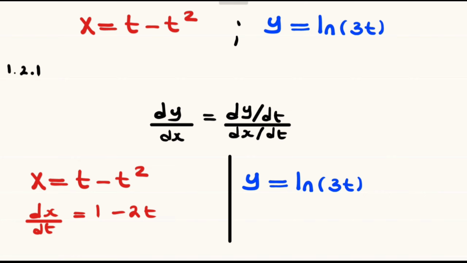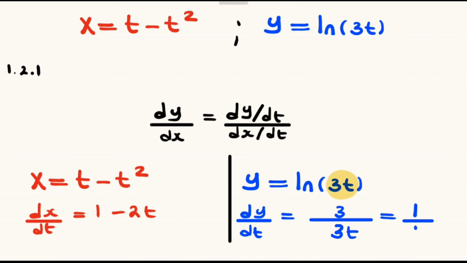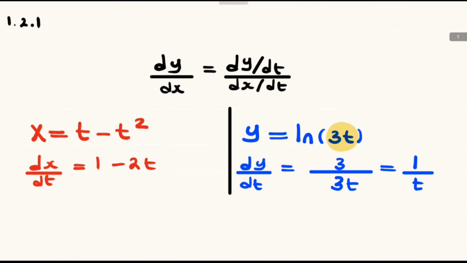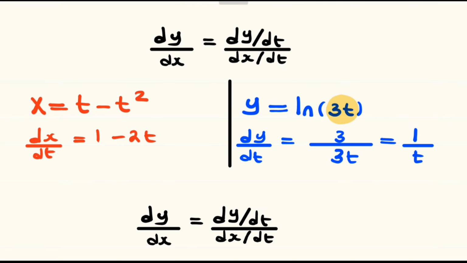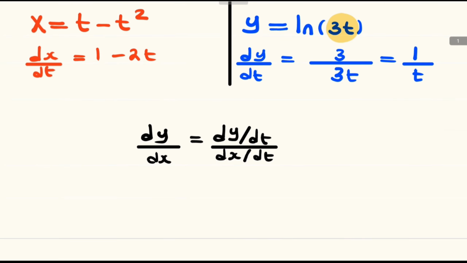So the derivative of y with respect to t will be equal to, so we are going to take the function which is inside the ln and put it in the denominator, and this function which is inside the ln, the 3t, its derivative is 3, which we put in the numerator, and 3 divided by 3 is 1, so we have 1 divided by t. So the derivative of y with respect to t, so we can see that the dy over dt is at the top.